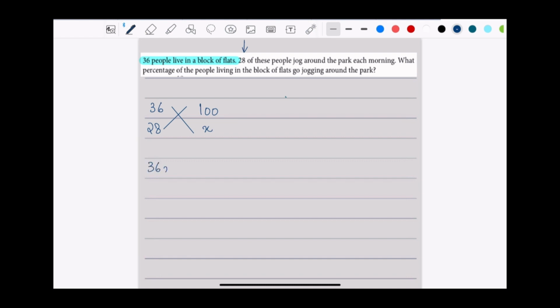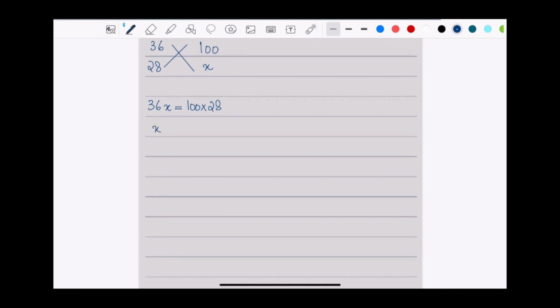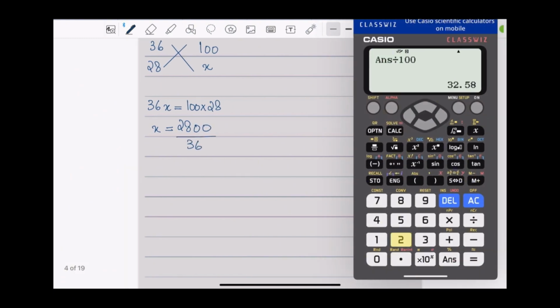So 36x is going to be 100 times 28, and x is equal to 2800 over 36, which gives you 77.8.